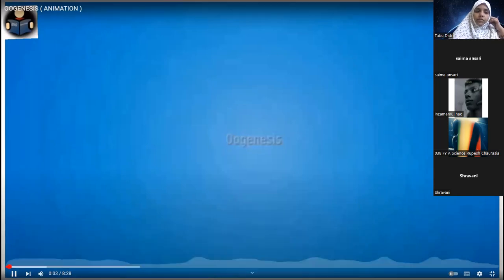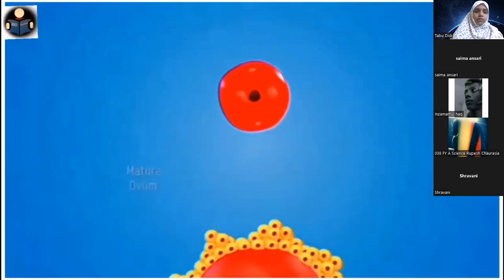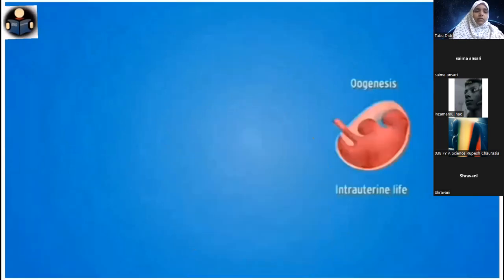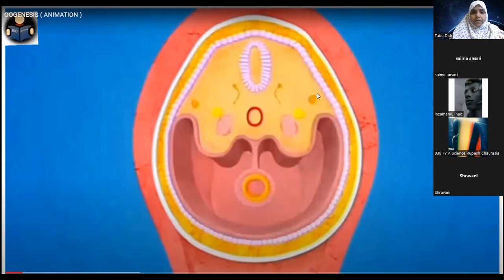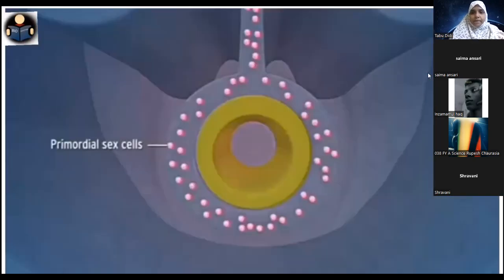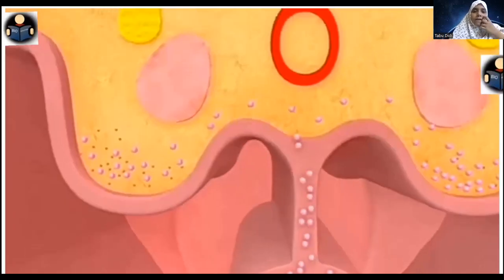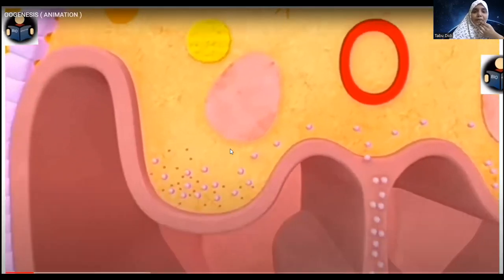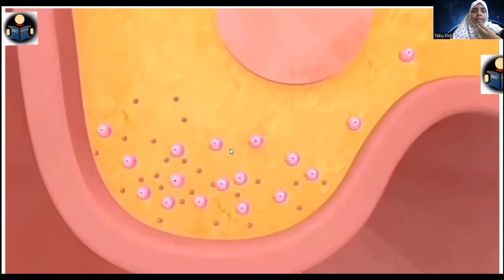Oogenesis is the process of maturation of primordial germ cells to form a mature ovum. Oogenesis begins during intrauterine life. Primordial sex cells reach to developing ovary at the end of fifth week of development. On reaching the developing ovary, these primordial sex cells multiplied by mitosis.